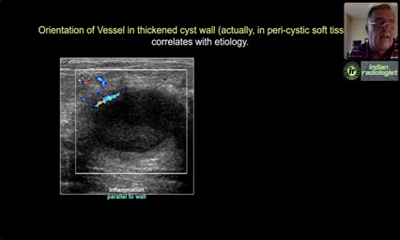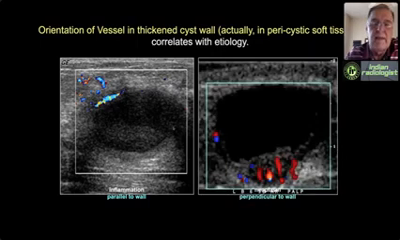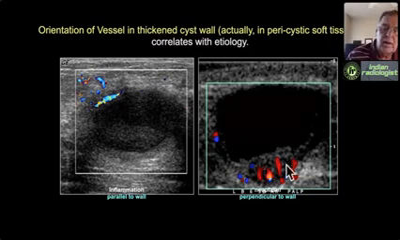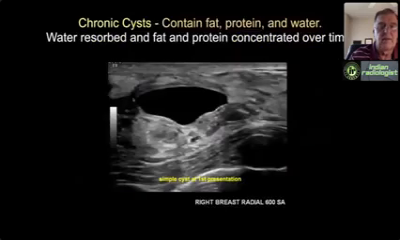Now, obviously we can get flow in the wall of a malignant nodule, but one thing I found is that in a malignant nodule, the blood vessels are simply passing through the wall to supply the intracystic papillary lesion, and therefore the vessels tend to be oriented perpendicular to the cyst wall if it's a papilloma or carcinoma. Whereas when it's an inflamed cyst, the vascularity is parallel to the cyst wall, and usually outside the cyst in the pericystic tissues. So the orientation of the vessels can be helpful in distinguishing an inflamed cyst from a malignant cyst.